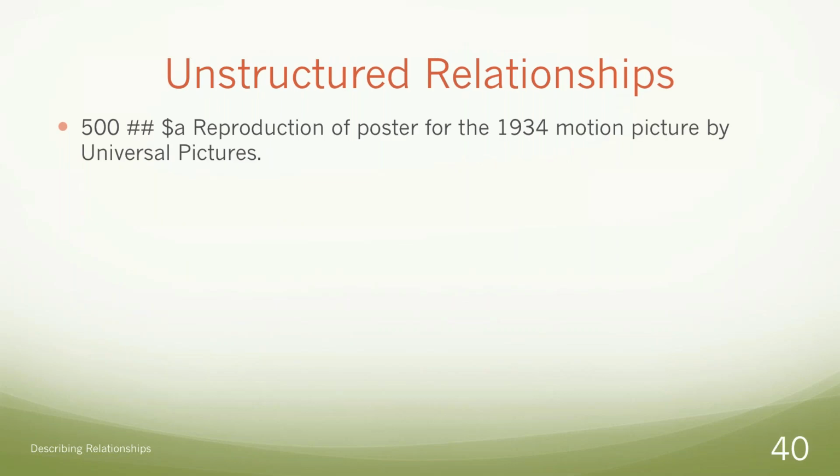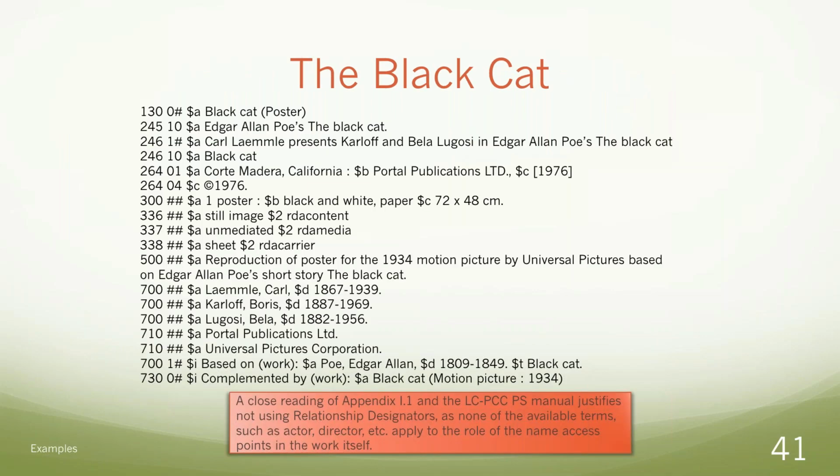This is an example of an unstructured relationship, again, a 500 field that just says it's reproduction of a poster for the 1934 motion picture by Universal Pictures. And then we've got an example record for the black cat here. We've got the title of the work, Black Cat Poster, the title proper, Edgar Allan Poe's The Black Cat. We've got multiple variant titles. We've got our publication and copyright information, etc.